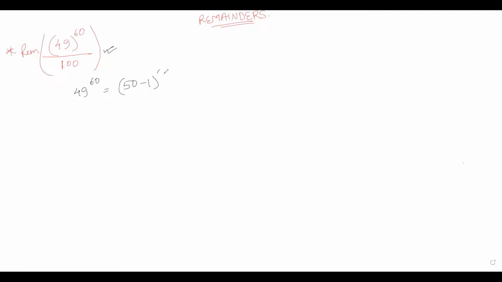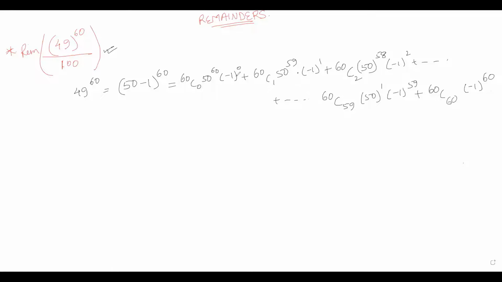which can be written as 60C0 50 raised to power 60 minus 1 raised to power 0, plus 60C1 50 raised to power 59 minus 1 raised to power 1, and so on. Now, all the terms except the last term will contain a multiple of 100.